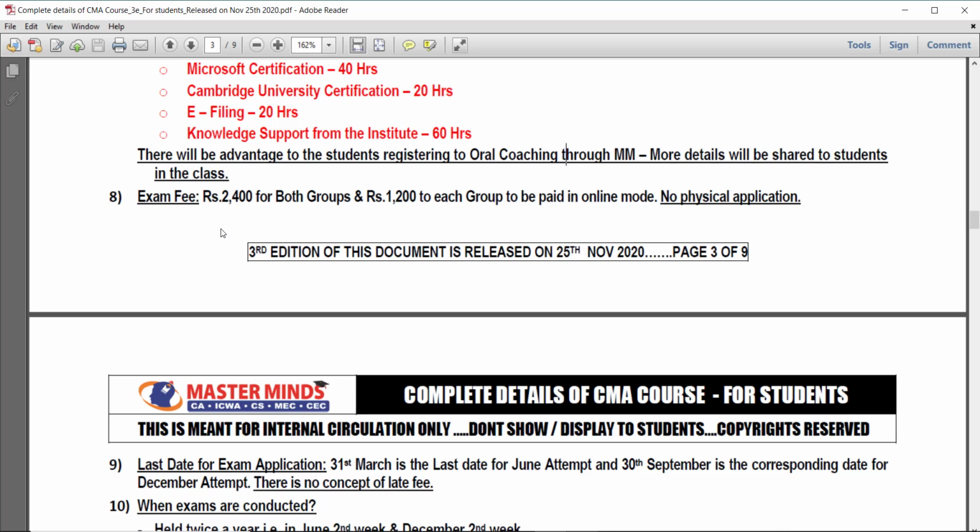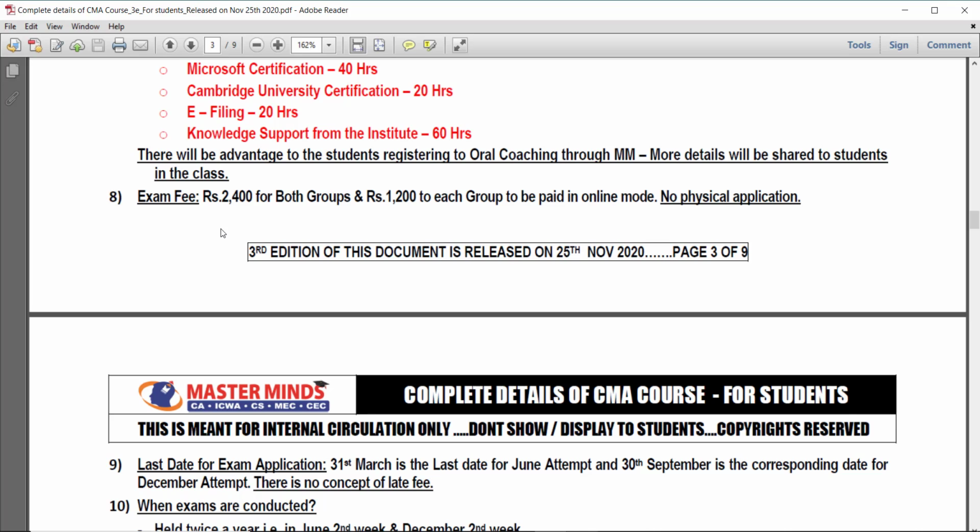So what are the examination fees? If you want to attempt both groups in a particular attempt, then you have to pay 2,400 rupees along with submission of your exam application. And if you want to write only one group in any particular attempt, then you have to pay 1,200 rupees. This fee has to be paid in each and every attempt in which you are going to write your exams. So if you want to write one group in June 2021, then you have to pay 1,200 rupees. That is the examination fee for a single group, and that too for CMA Inter level.